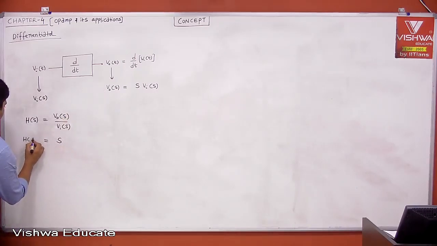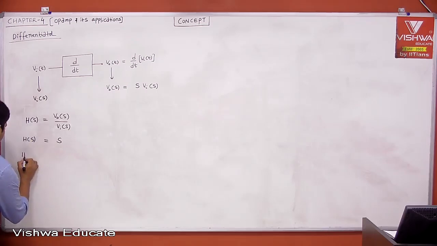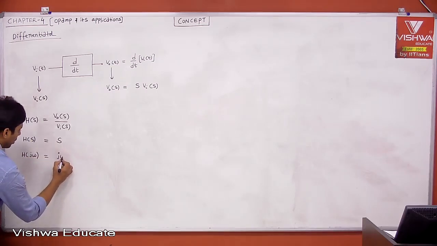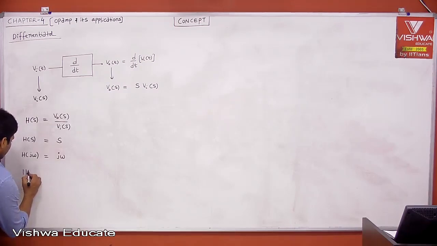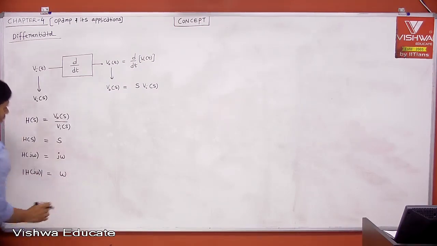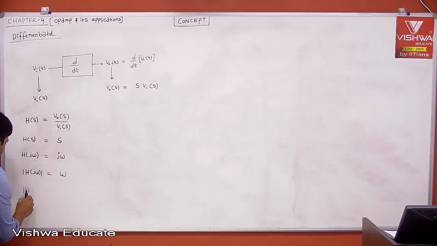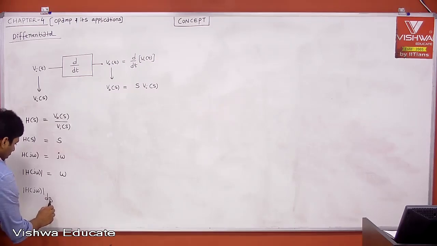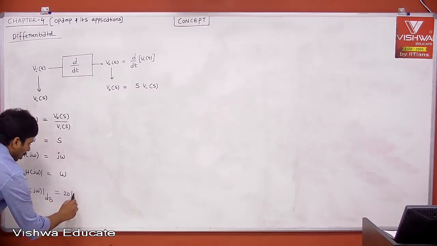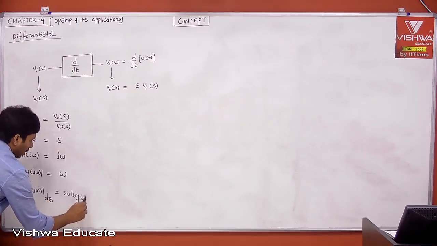This is H of s. Then what is H of j omega? H of j omega is equal to j into omega. If I take the magnitude, mod H of j omega is equal to omega. If I convert into dB, what will you get? Mod H of j omega in dB is equal to 20 log omega.